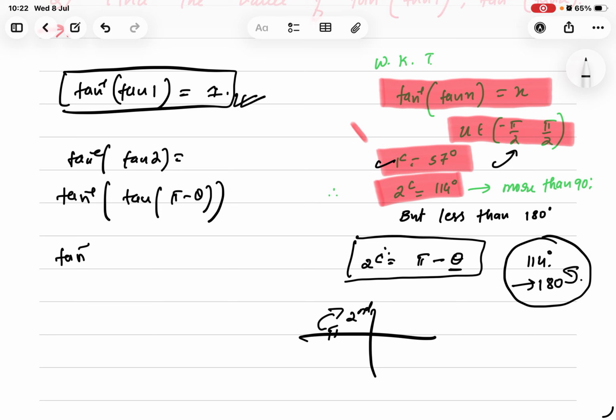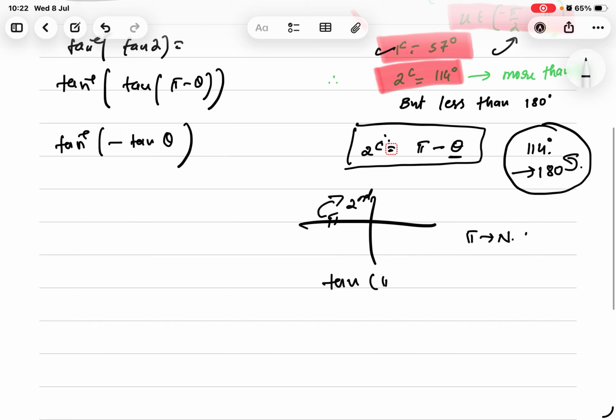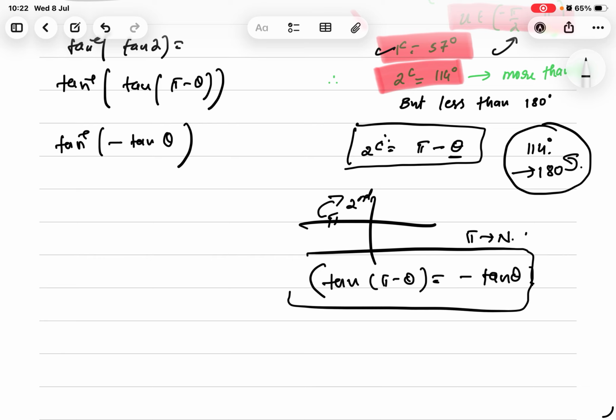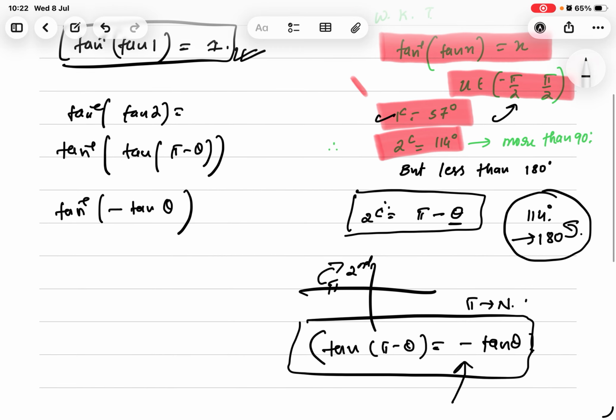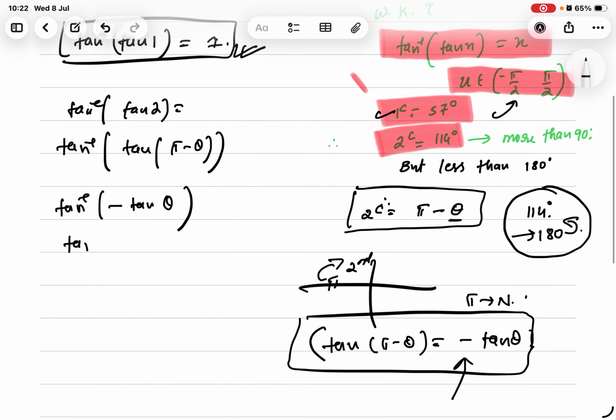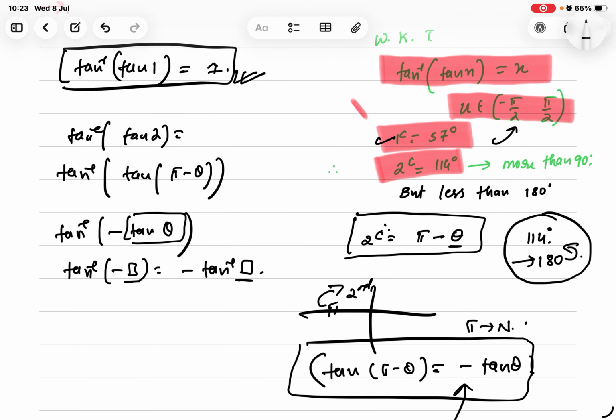In the second quadrant tan is negative, then it is tan theta, and for pi there is no change, you have to remember that. Tan of pi minus theta is equal to minus tan theta, because it belongs to the second quadrant where it is negative, and pi has no change. And now the formula tan inverse of minus theta is equal to minus tan inverse theta. Therefore, whatever value is there, it is considered as theta, and you can finally conclude that the value is minus tan inverse of tan theta.